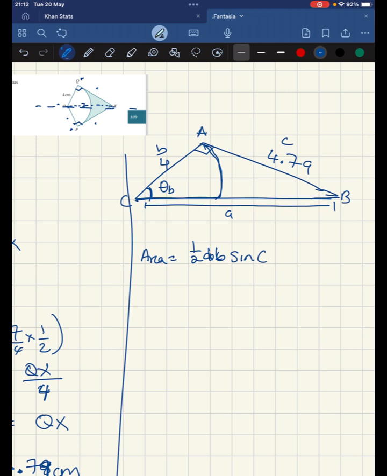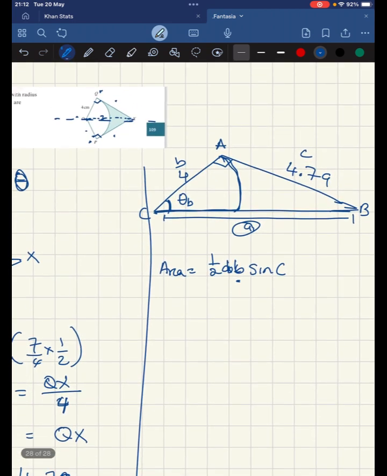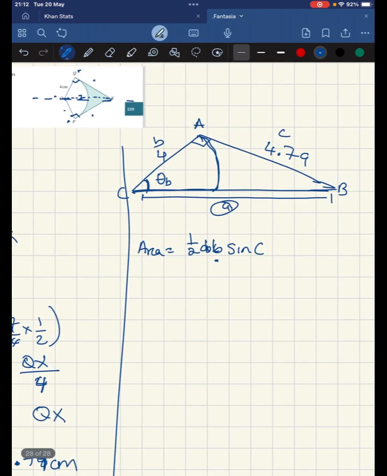Okay, do we have sine C? Yes, we do have sine C, it's right there. Do we have B? Do we have A? We don't have A for now, but we do have B, right? But we can calculate A using SOHCAHTOA. So remember, this is our right-angled triangle. This is our angle. This is opposite. So A is the hypotenuse.